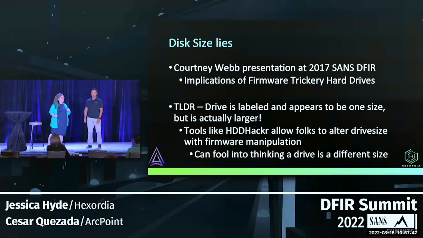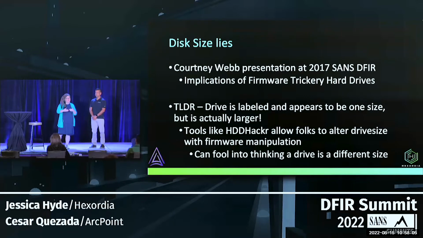Okay, this is the one that scares me. So in 2017 on this stage, Courtney Webb came and did a fantastic talk that I encourage you all to watch, called Implications of Firmware Trickery on Hard Drives. And the TLDR on that is that a drive can come labeled as a 1 terabyte drive, but be on a 2 terabyte disk. This is to save money. And there are utilities out there that will allow you to go ahead and store in that additional space. But then when you plug in the drive for recovery, it'll still look like that original 1 terabyte drive.